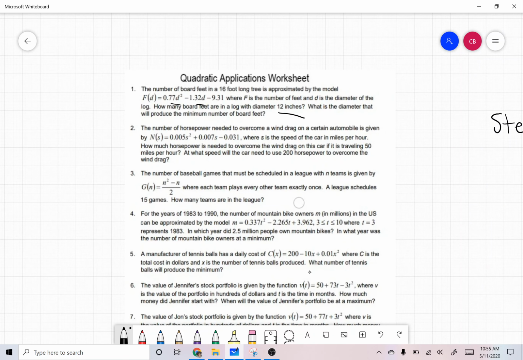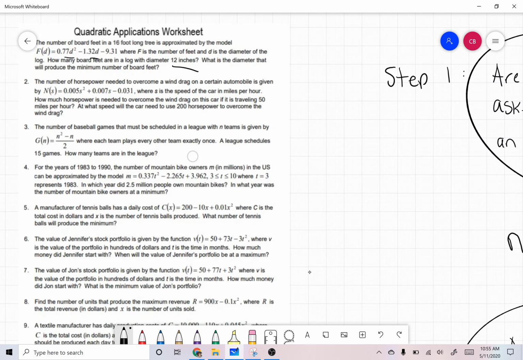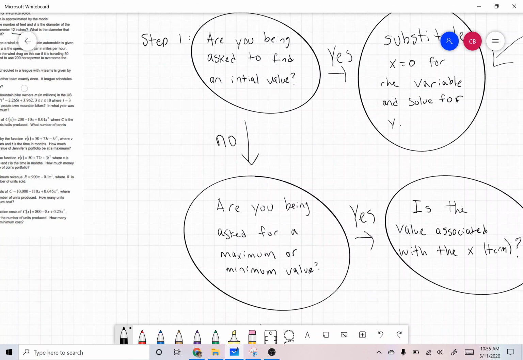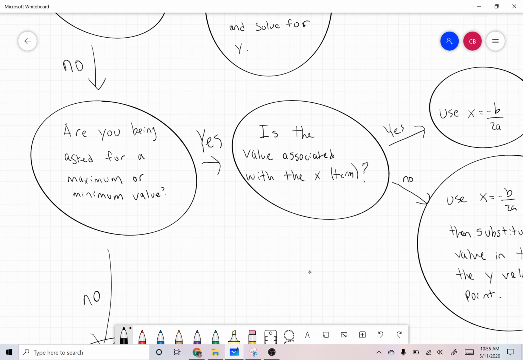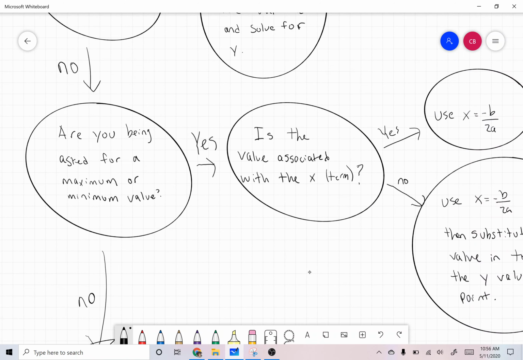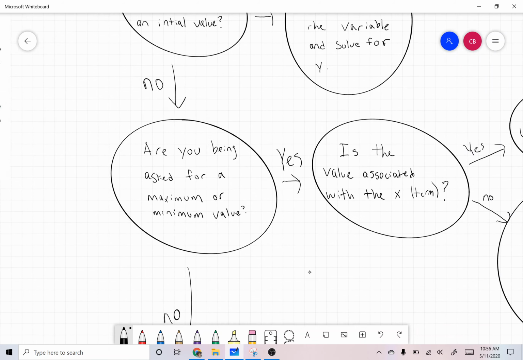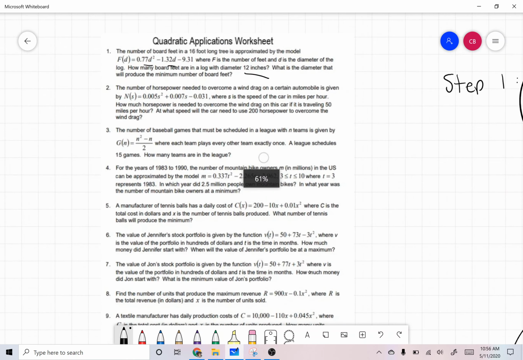And then for part 2, it says, what is the diameter that will produce a minimum number of board feet? So they want to know the diameter, which is an x value, and a minimum. Are you being asked to find an initial value? No. Are you being asked to find a max or minimum? Yes. Is it associated with the x term? The answer is yes. So you're just going to use this formula to figure out the diameter that produces a minimum number of board feet.